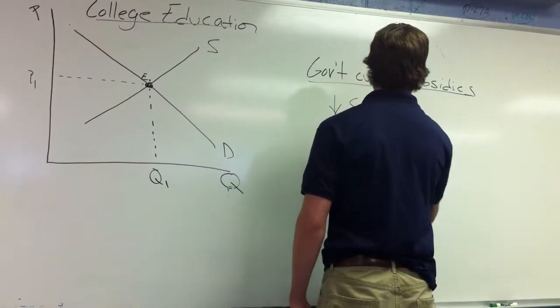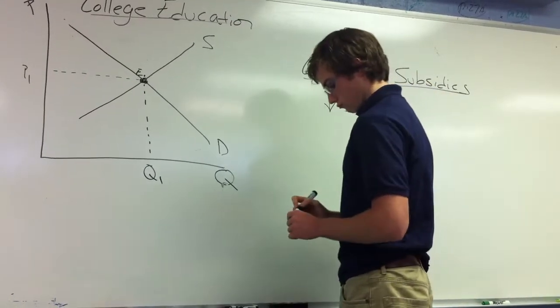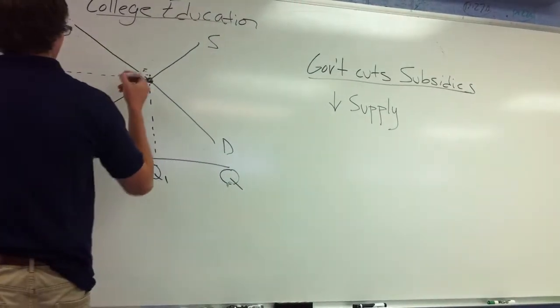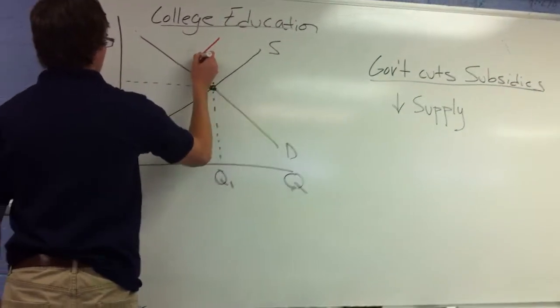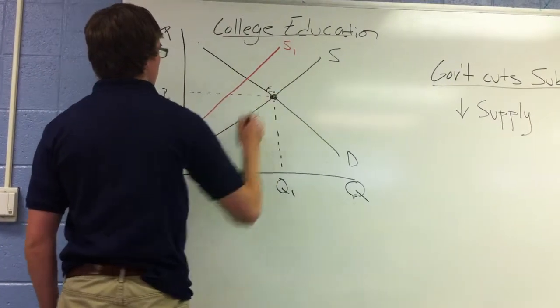All right, and just to make this point clear, we're going to draw this with a different color. We're going to take the red pen, and we're going to draw a leftward shift of the supply curve, because remember, any decrease of the curve will be a leftward shift. And we'll label that S1. So there's our new supply curve.